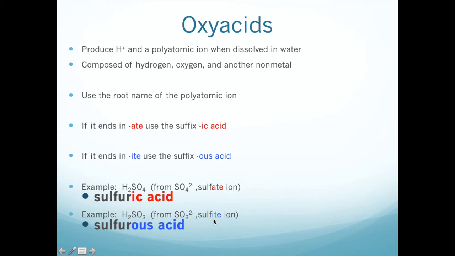Okay. You can see this also with nitrate and nitrite. HNO3 is called nitric acid because NO3 minus is nitrate. Okay, so see that relationship between ate and ic acid. And likewise, NO2 minus is nitrite, so HNO2 is nitrous acid. Okay, so if your polyatomic ion ends with ate, the corresponding acid will end with ic acid. If your polyatomic ion ends with ite, the corresponding acid will end with us acid.